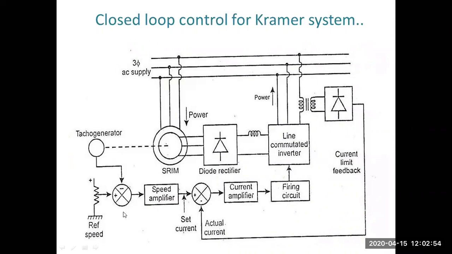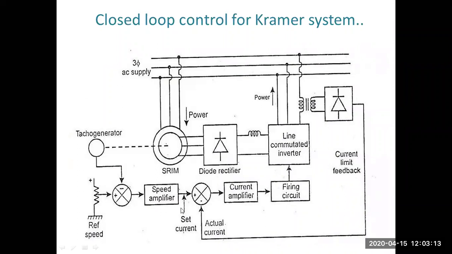This summing point, what will it do? It will produce an error. This error is further amplified by using the speed amplifier. This speed amplifier amplifies this voltage error signal, and it will set a current accordingly to change the speed. After this error, it will set the current to the desired level.